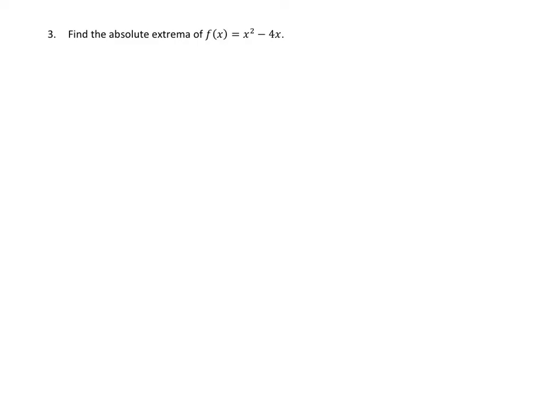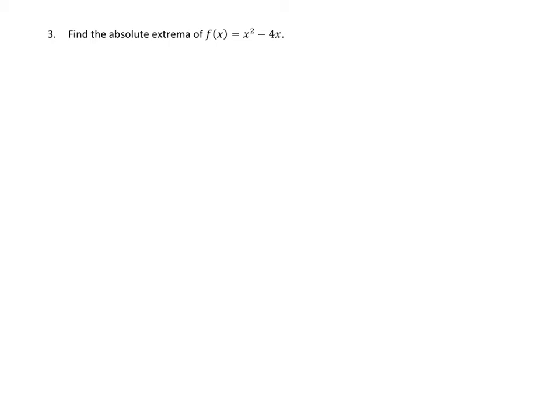In this problem, we're going to find the absolute extrema of the function x squared minus 4x. Now notice here we are working on the open interval negative infinity to infinity. Since there's not any interval specified, we're going to assume that we're working over the entire domain of the function. Our first step in trying to find absolute extrema is to first find critical values.